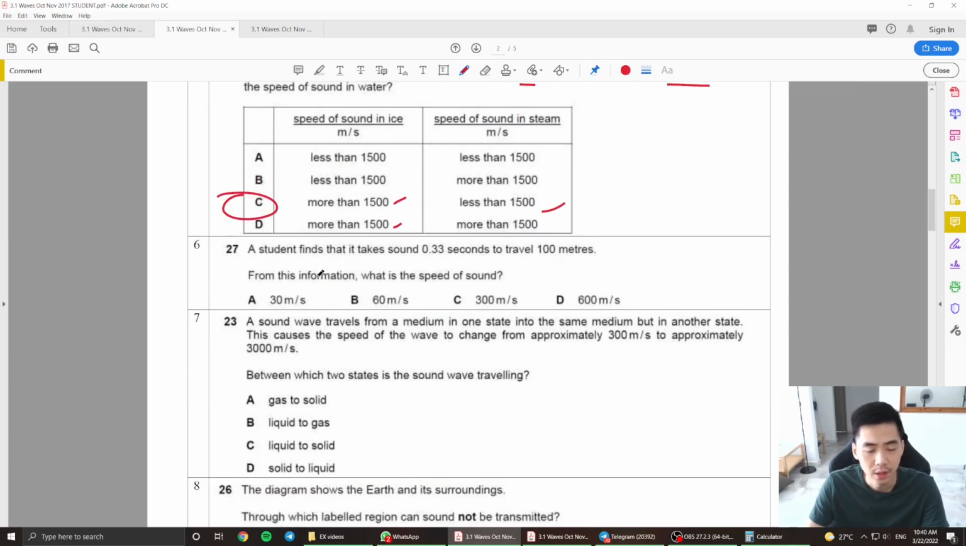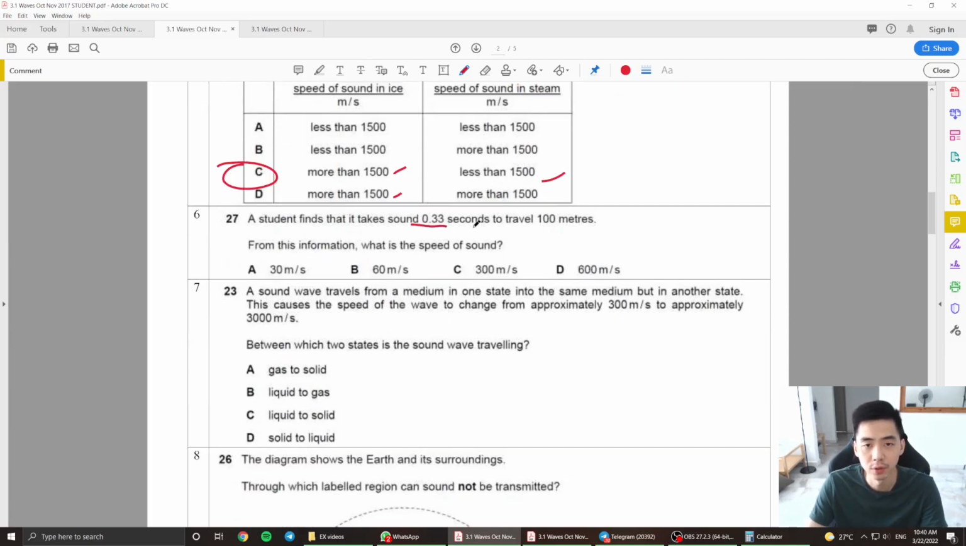A student finds that it takes 0.33 seconds for sound to travel 100 meters. What is the speed of the sound? This one is too easy, right? It's 100 divided by 0.33, which is somewhere around 300 meters per second. Actually, if you remember the numbers, you don't even need to do the calculation.